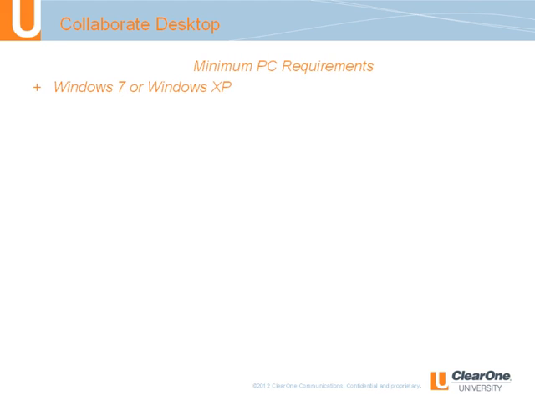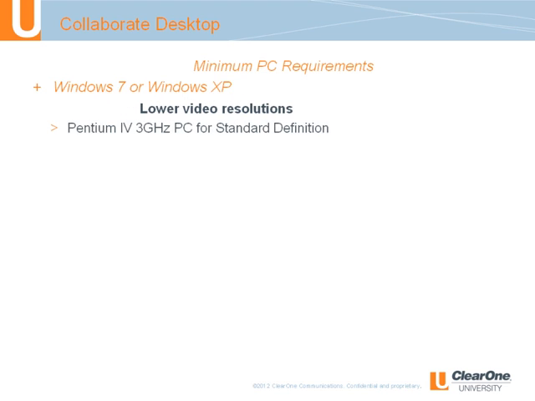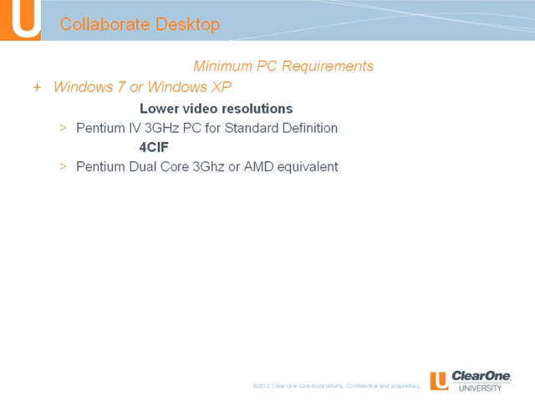The minimum PC requirements are a Windows 7 or Windows XP operating system running on a Pentium 4 3 GHz processor for the lower video resolutions, or for video resolutions of 4 CIF, you will want a Pentium dual-core 3 GHz processor or an AMD equivalent, and you must have 512 megabytes of 400 MHz memory, along with 25 megabytes of hard drive space and a display supporting DirectX 9.0.